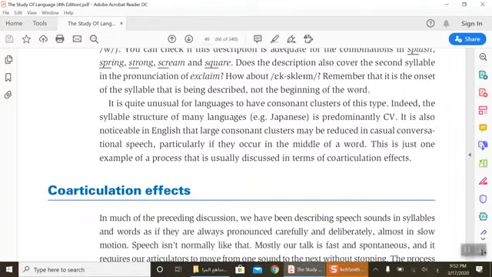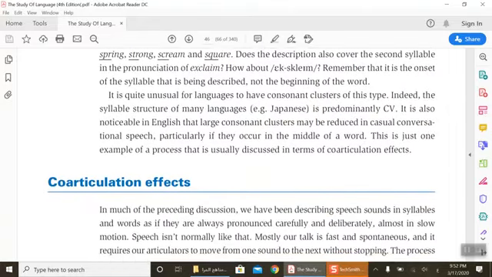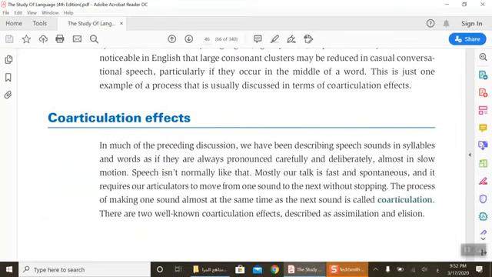And we have co-articulation. Co-articulation. Co-articulation in Arabic, it means what? معناته التجانس أو المجانسة. Okay.